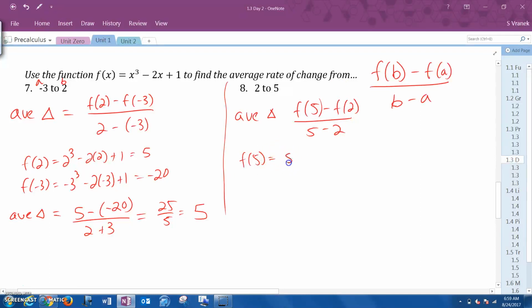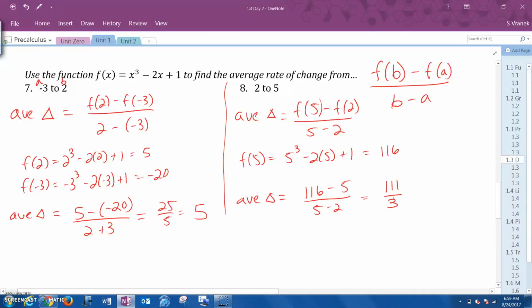So to do that, we get 5 to the third minus 2 times 5 plus 1. This is going to be very big. So that's 125 minus 10 is 115, plus 1 is 116. So the average rate of change is equal to 116 minus, if you look back at the other problem, we had a 5 for f of 2, and then over 5 minus 2. So we get 111 over 3.